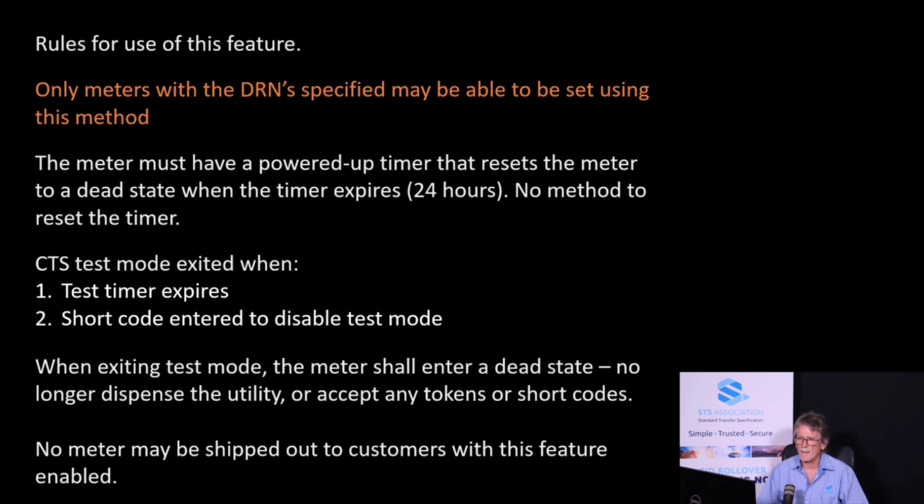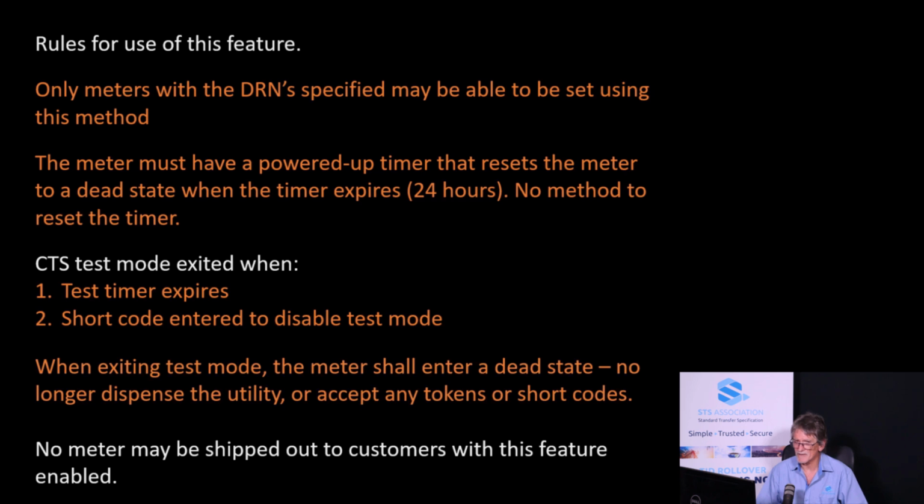Rules for this feature: only meters with the DRN specified may be able to be set using this method. The meter must have a powered up timer that resets the meter to a dead state when the timer expires. That's 24 hours, and there should be no method to be able to reset the timer. The CTS test mode is exited when the test timer expired, or a shortcode is entered to disable the test mode. When exiting the test mode, the meter shall enter a dead state. It will no longer be able to dispense a utility or accept any tokens or shortcodes. And please remember, no meter may be shipped out to customers with this feature enabled.